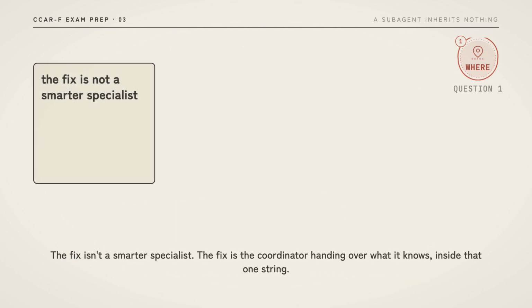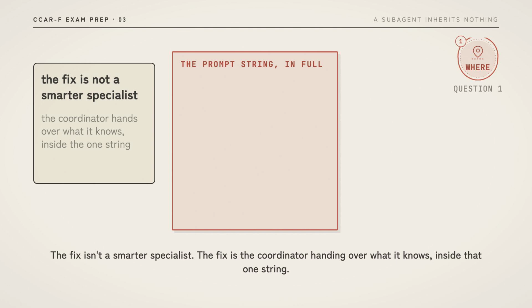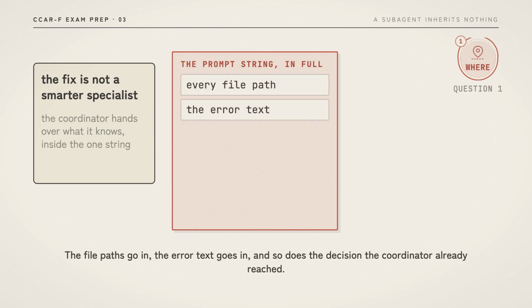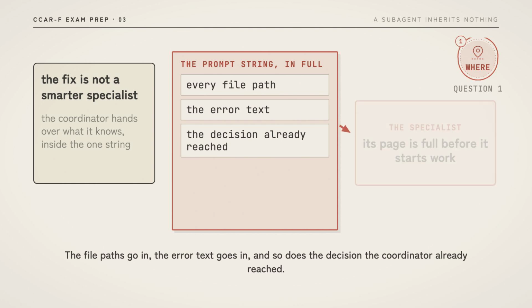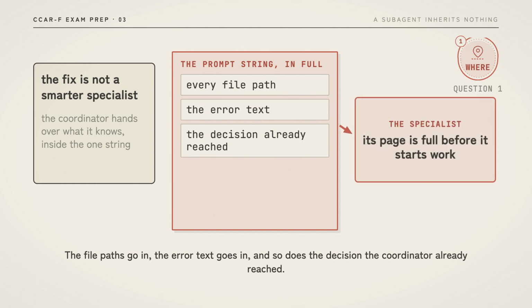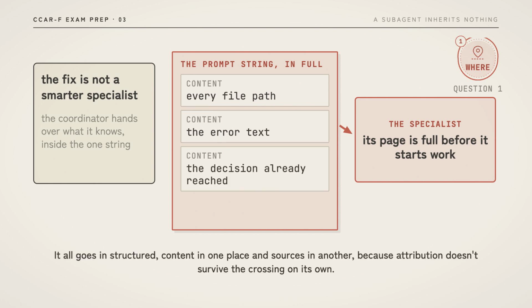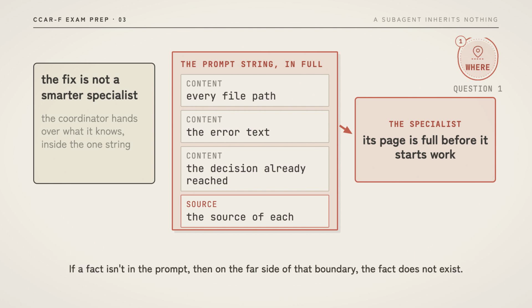The fix isn't a smarter specialist. The fix is the coordinator handing over what it knows inside that one string. The file paths go in, the error text goes in, and so does the decision the coordinator already reached. It all goes in structured, content in one place and sources in another, because attribution doesn't survive the crossing on its own. If a fact isn't in the prompt, then on the far side of that boundary, the fact does not exist.